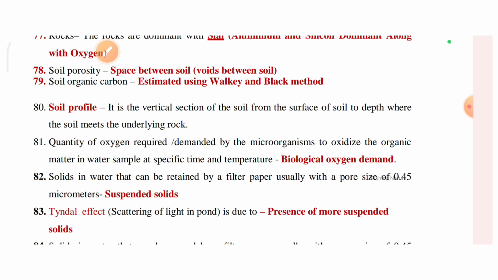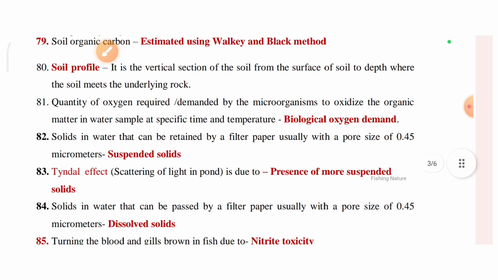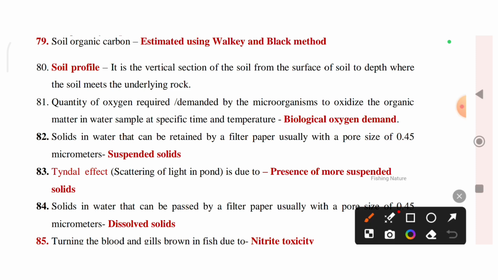Soil profile is a vertical section of soil from the surface to the depth where the soil meets the underlying rocks. Until where the rocks are present, the soil in between is known as the soil profile. The quantity of oxygen required by microorganisms to oxidize the organic matter in a water sample at a specific time and temperature is known as biological oxygen demand, BOD.